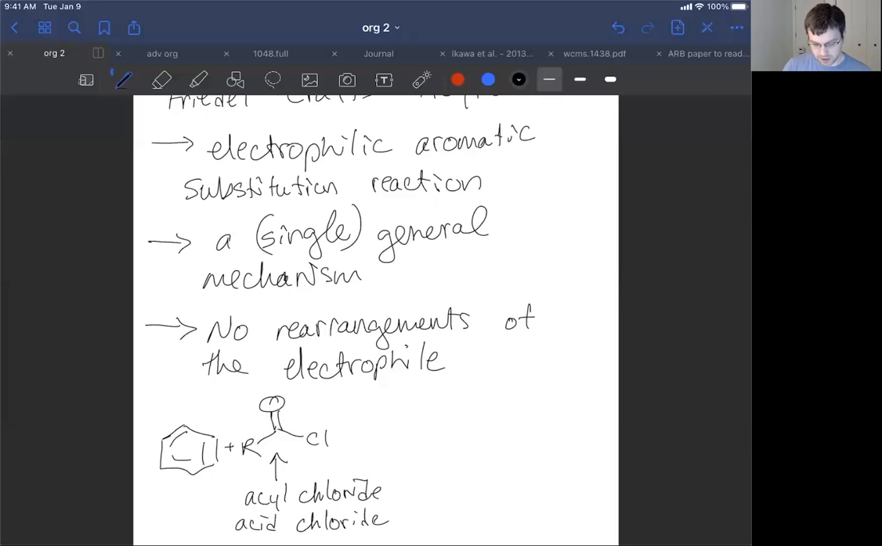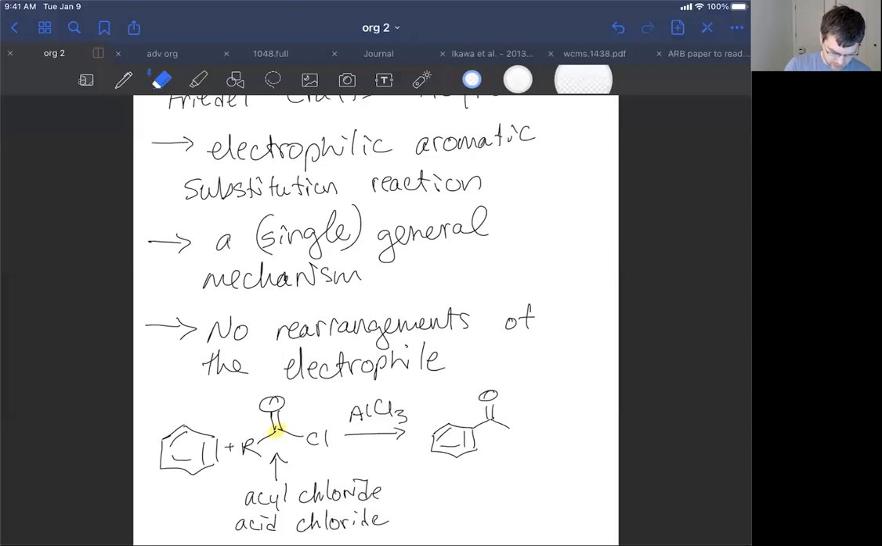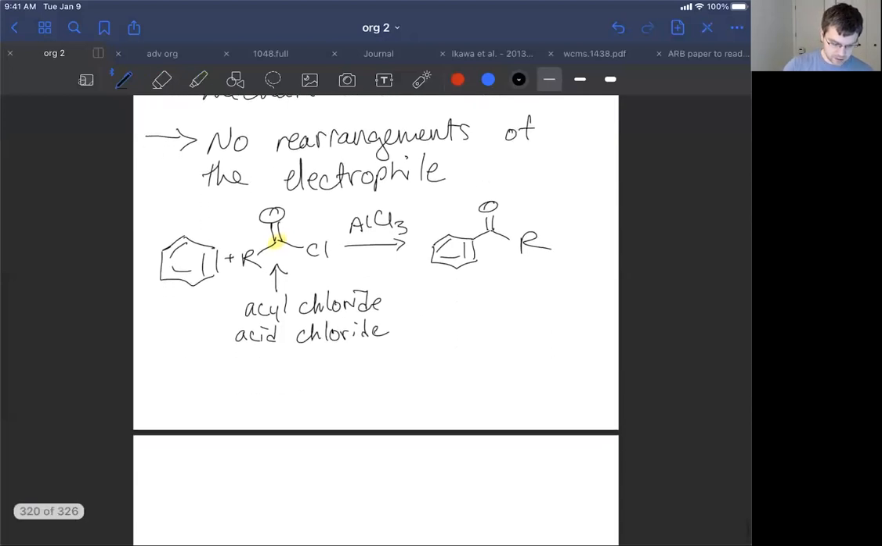So it's an acyl chloride or an acid chloride, and we're going to do a reaction with the same catalyst as the other Friedel-Crafts reactions. Now, instead of our benzene ring attacking or reacting directly at the R group, we're going to react at the carbonyl position. That's going to give us, oh goodness no, the chlorine is gone, it goes away with the catalyst. It's going to give us our R group attached to a carbonyl.